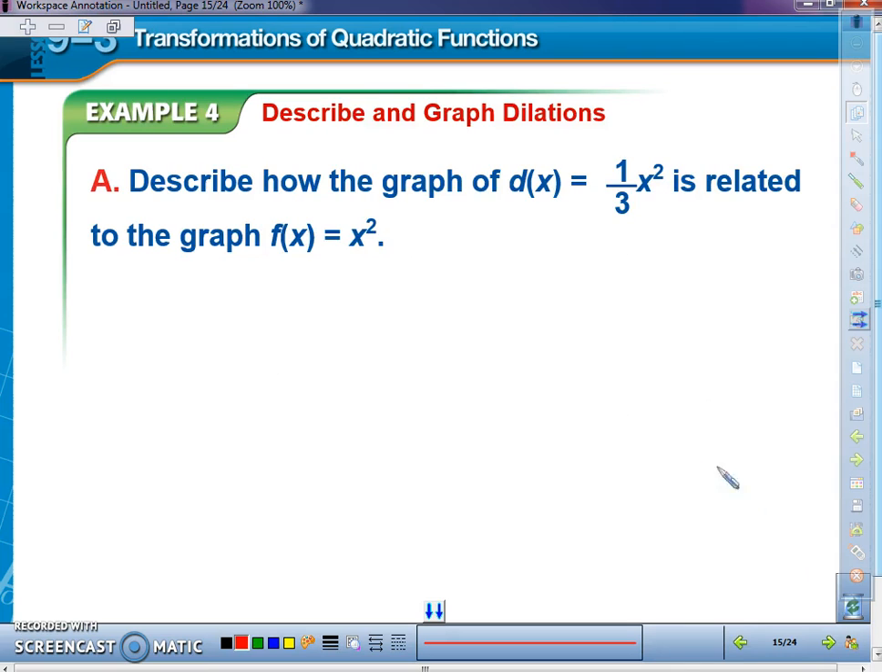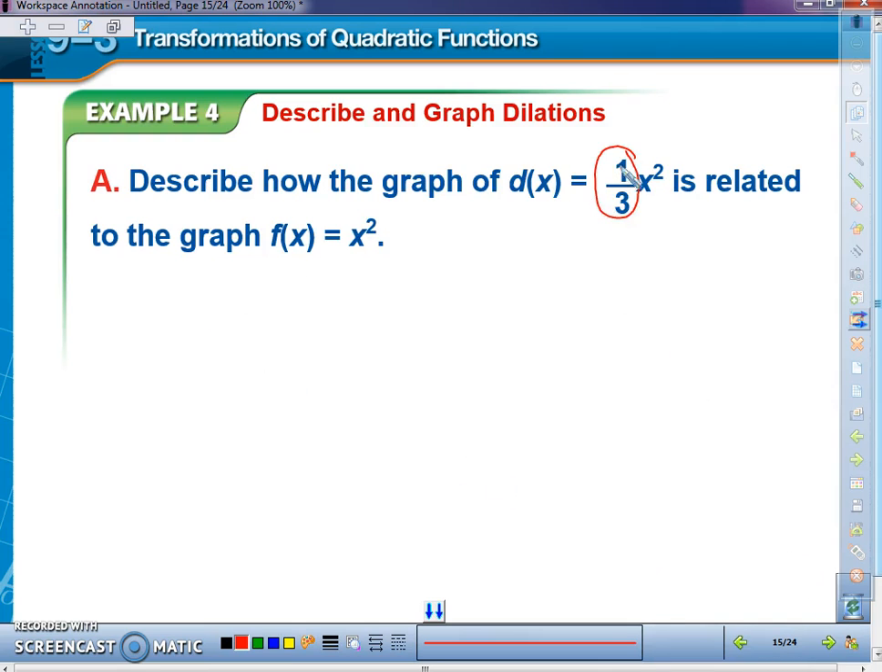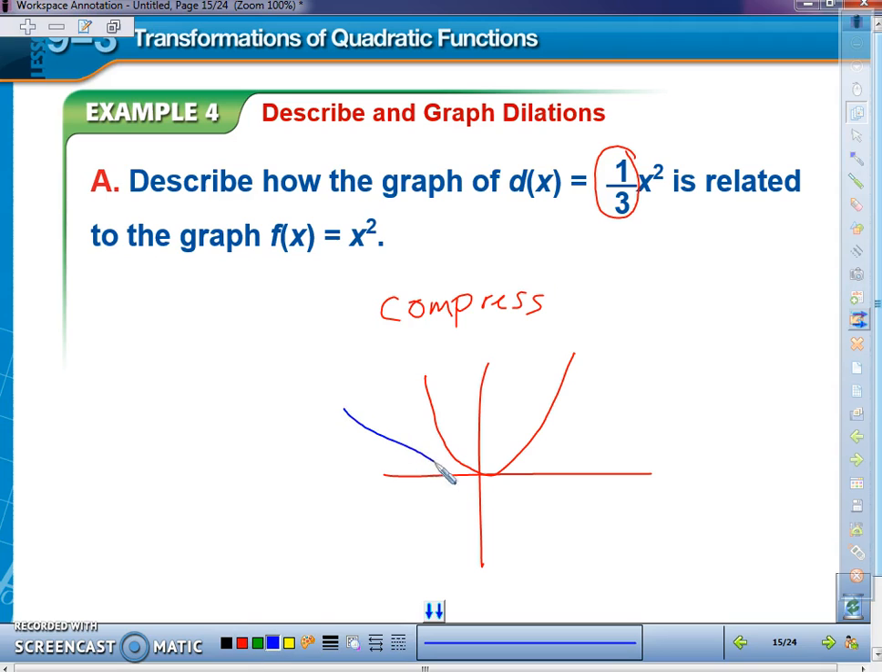Okay? All right, so it all depends on this number right here. And if you look at this, it's going to show you if the absolute value is between 0 and 1, it's going to be a compression. If the absolute value is greater than 1, it's going to be a stretch. Well, this is between 0 and 1, so this is a compress. All right, so just hypothetically, if I started it like that, then my next one is going to be like this. All right, and I know that that's a horrible drawing, but you can tell what it is.